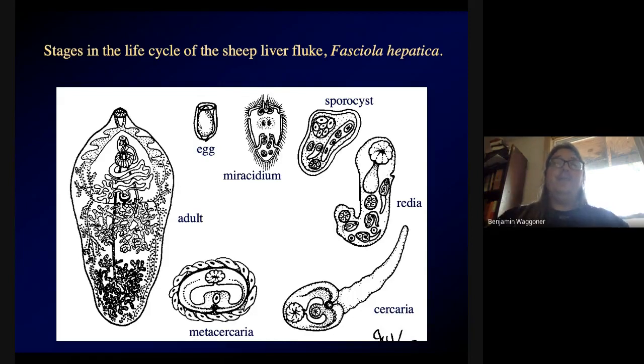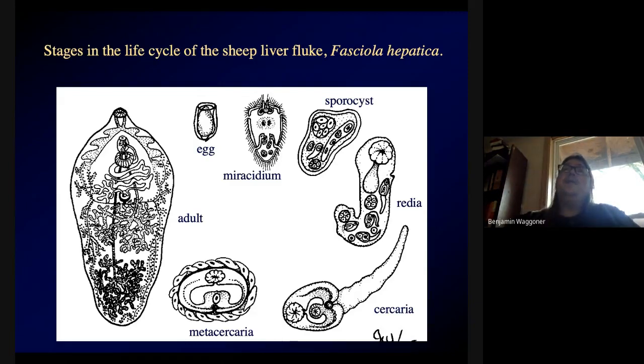And occasionally, if your watercress is growing just a little bit too close to a sheep pasture, you'll get metacercaria forming on the watercress. They can form metacercaria on pretty much any plant, and people that eat contaminated watercress occasionally will get sheep liver flukes, although it's not especially common.